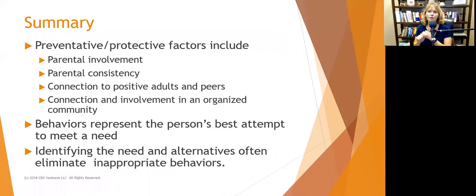Behaviors represent the person's best attempt to meet a need, so we need to make sure that we help youth start learning how to articulate what they need. And we need to help parents identify the need and alternatives that the child is expressing through inappropriate behaviors in order to help them eliminate them. So if the child, when they get angry, throws a temper tantrum and gets really loud and hits things, well, that's not okay. It's okay to get angry. What is a more appropriate way of meeting this need, and what is the need the child's trying to fulfill?